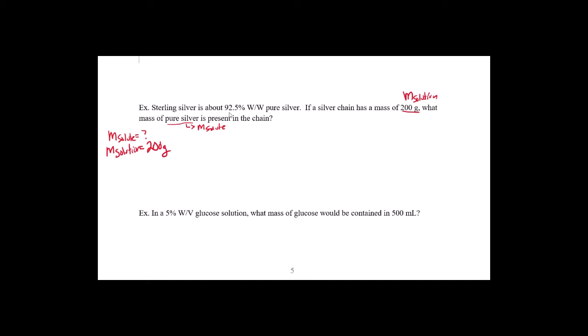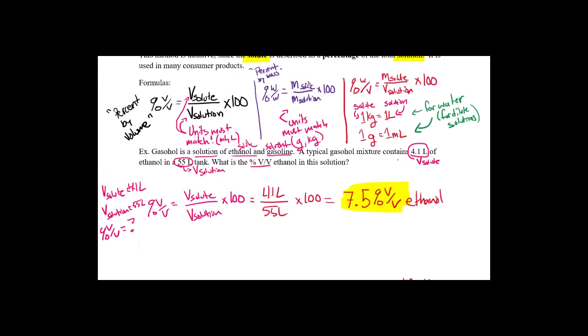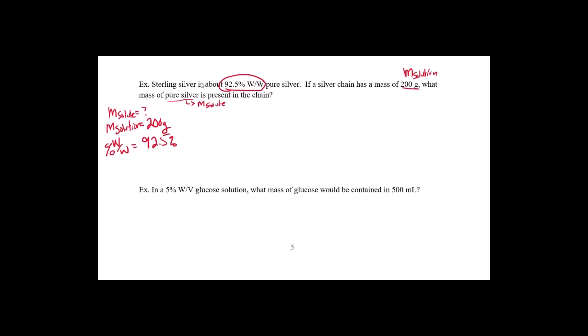And then I know my concentration. So my percent concentration by mass is 92.5%. So then the formula that I'm going to use this time is this version, the percent by mass version of the formula. So let's start by writing it out.